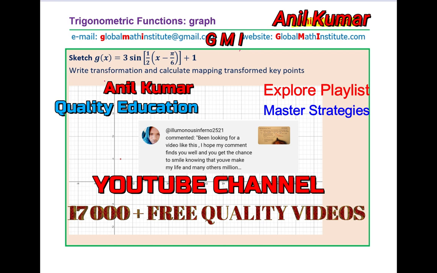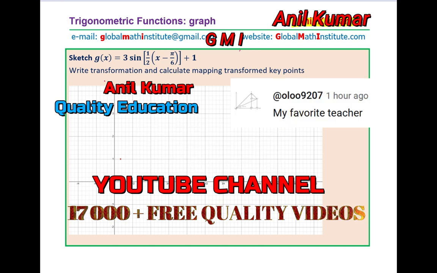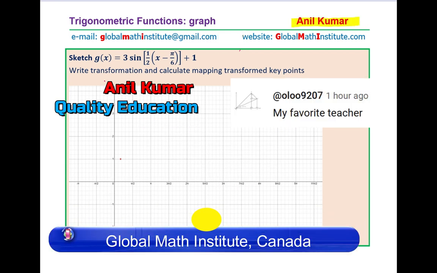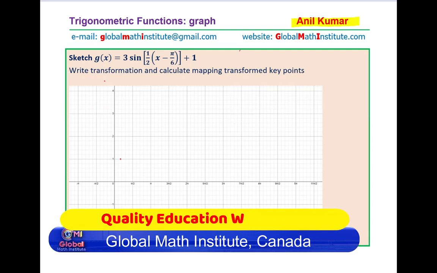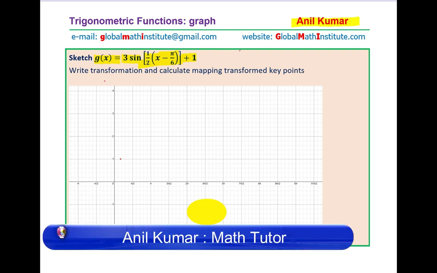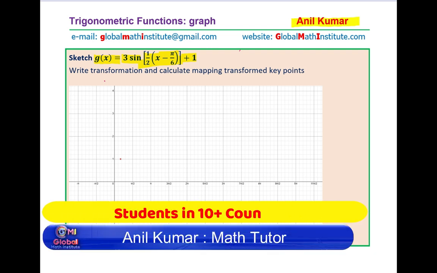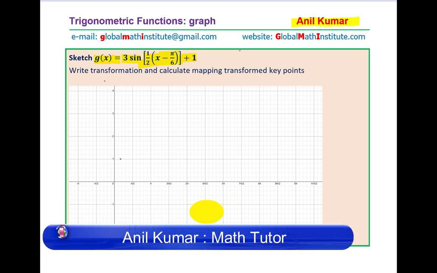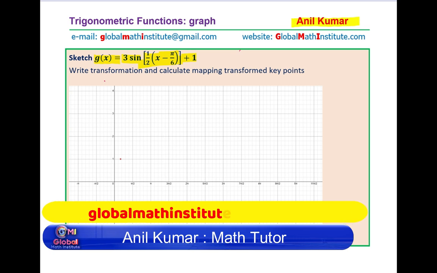In this video, we're discussing how to sketch transformed trigonometric functions. We have taken up the sine function: g of x equals 3 sine of half x minus pi by 6, plus 1, is what we are going to sketch in this particular video. It comes as a request from one of our subscribers who wants to understand each and every step of transformation and also see visually how it appears on a graph. So we'll walk you through all these steps.